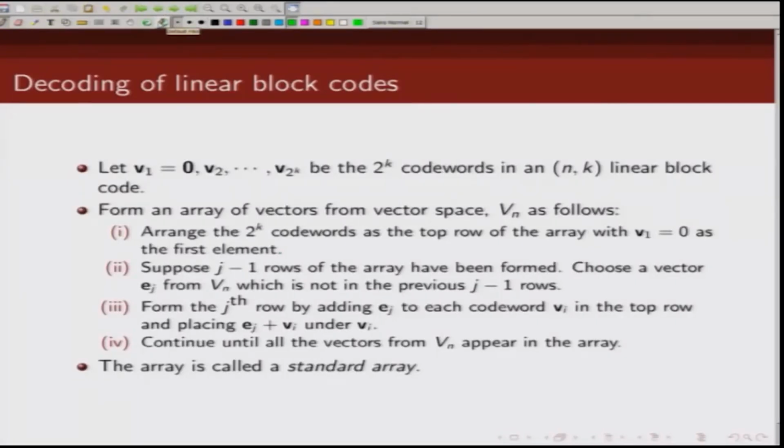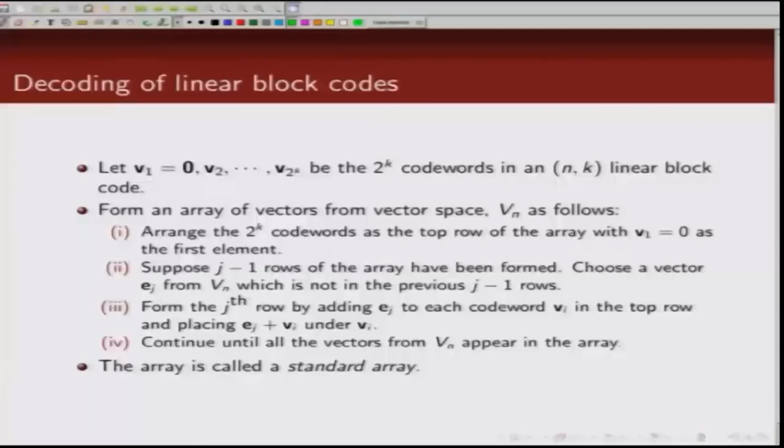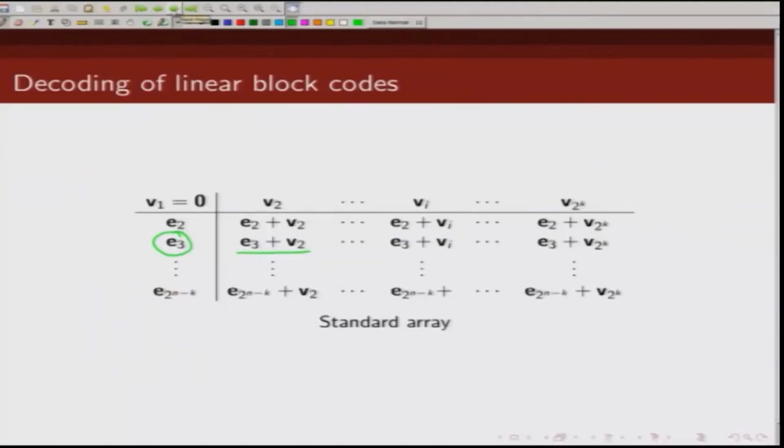Form the jth row by adding Ej to each of these code words in the top row and placing Ej plus Vi under the same column as Vi. And we will continue doing this until all n bit vectors have been put in this standard array. And this array formed in this way is known as standard array. So, this is how your standard array will look like.